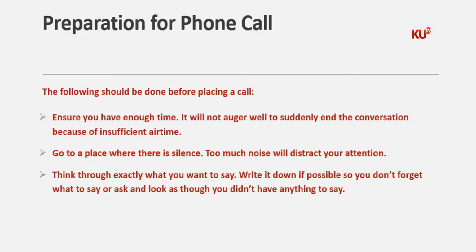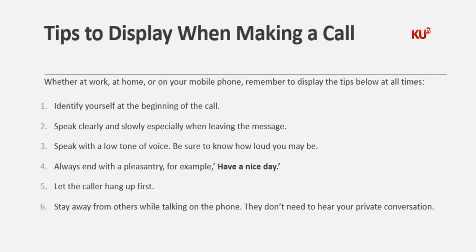What do you avoid when you are to make a phone call or during a phone call? Number 1, speaking too fast or too softly. It can be very hard for the other person to understand you. You're supposed to speak clearly, calmly, and at a steady pace.